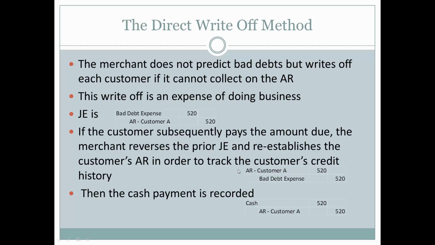So it's a way of maintaining credit history, because sometimes people do get into trouble and then wind up later in life doing better financially and being more responsible. When the cash payment is recorded, then they will record the cash and also show that the customer no longer owes the money, but this credit history will be preserved.